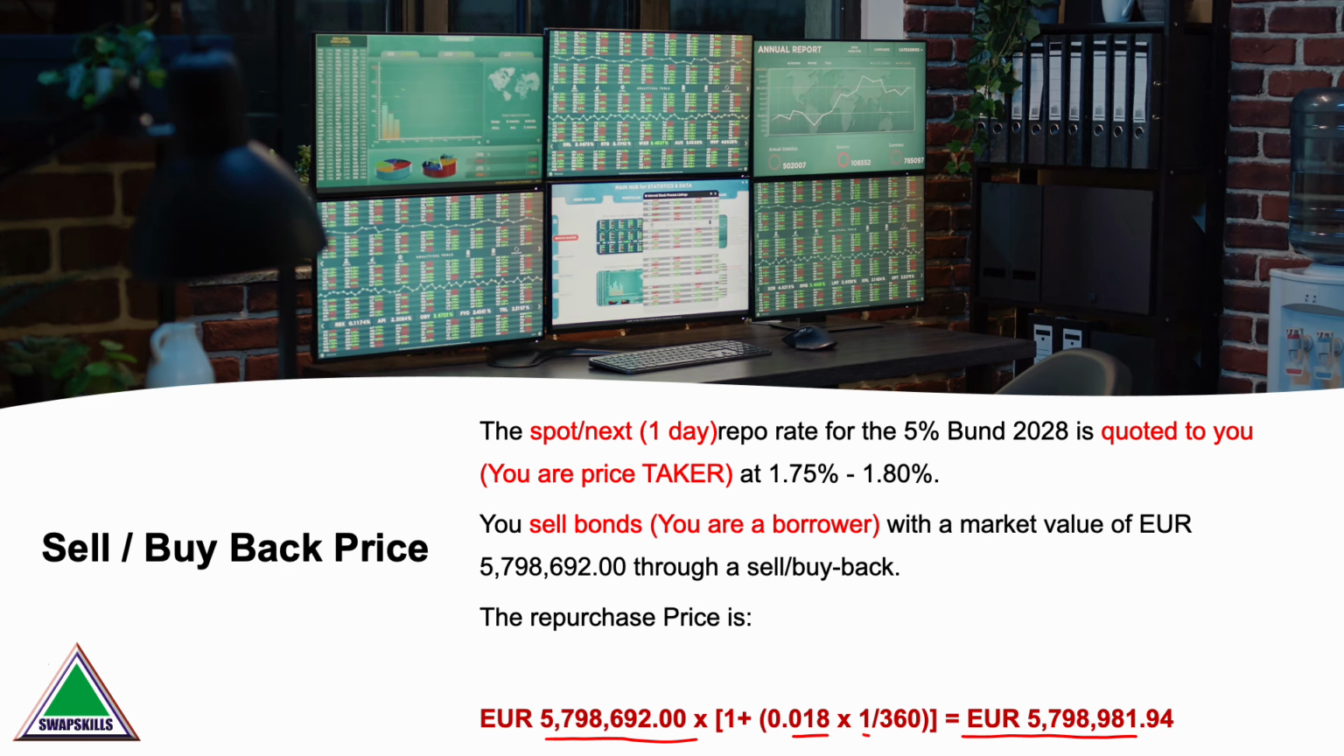So the key thing here was you're a price taker, you're a borrower, you're selling the bonds, selling collateral, so you're borrowing cash, and we know the maturity and we know the rate. No bank is going to lend to you at 175 when they can earn 180.